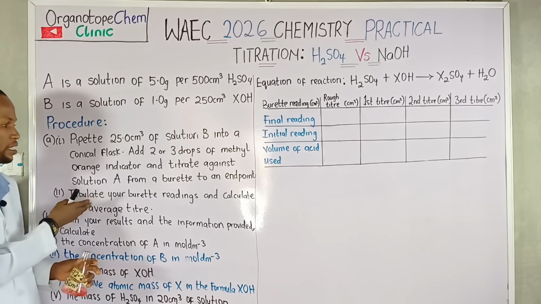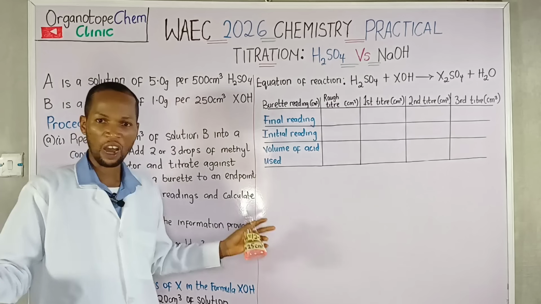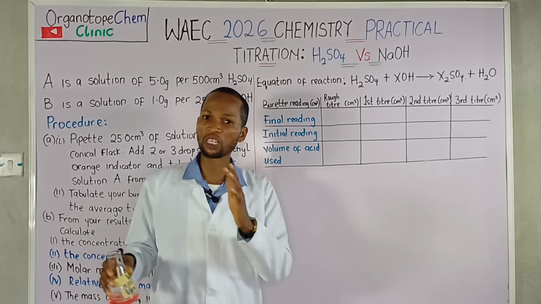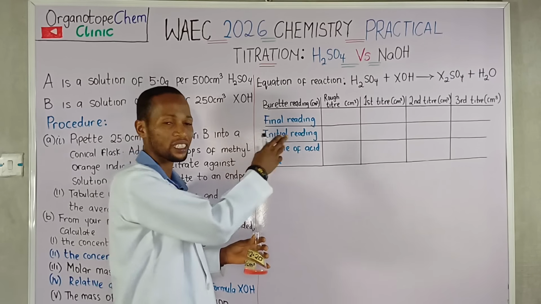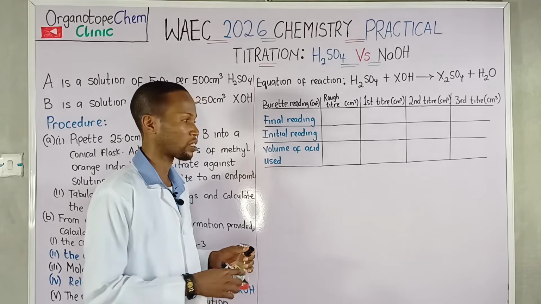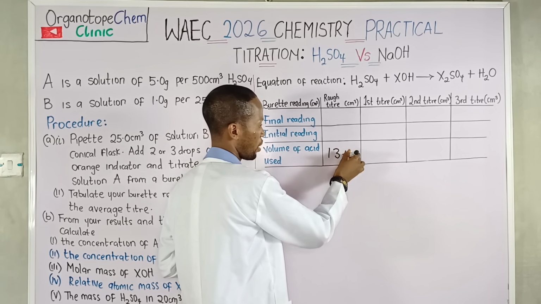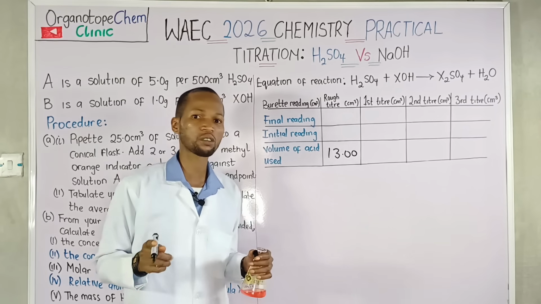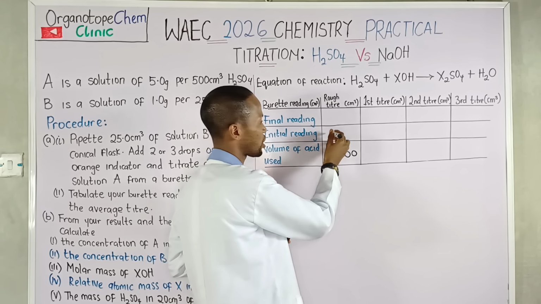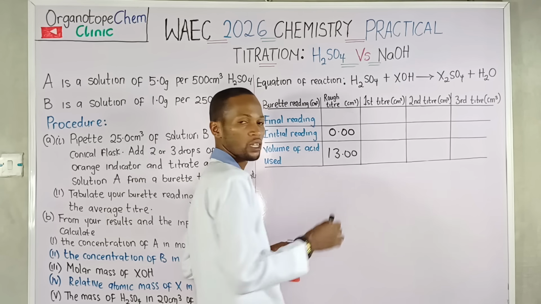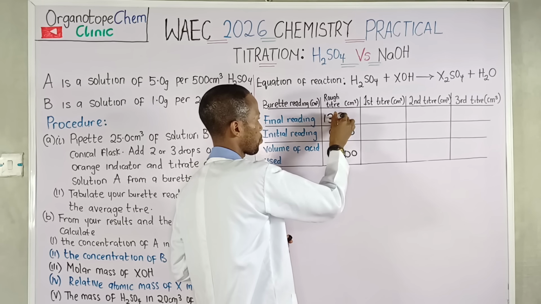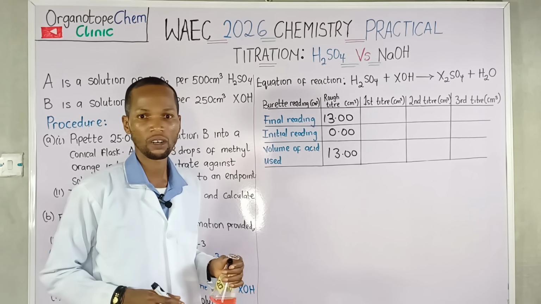The procedure given right here was followed step by step, and we were able to obtain the volume of acid used for our titration. So I'm going to give the volume of acid used based on the titration conducted right here. For the rough titre, we got 13.00. Remember, you are expected to record the volume of acid used to 2 decimal places. We started with an initial of 0.00, so the final volume is 13.00 in this case.